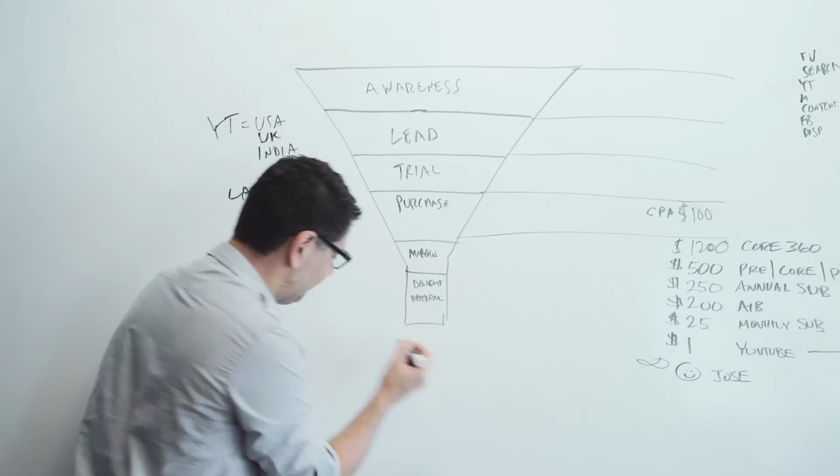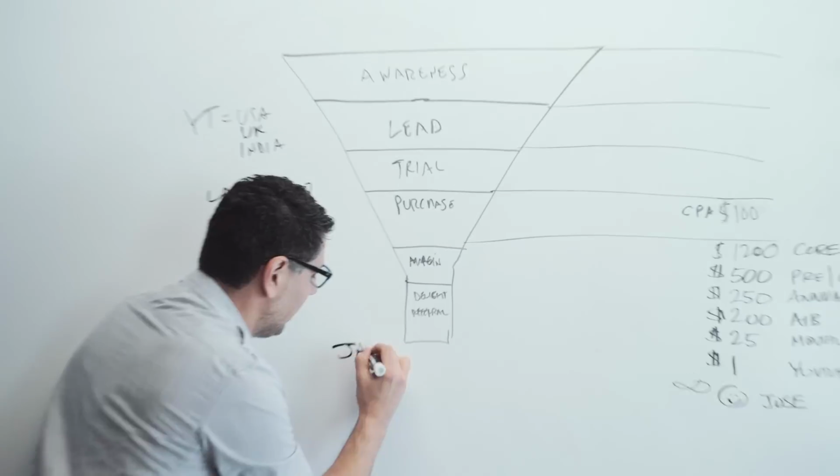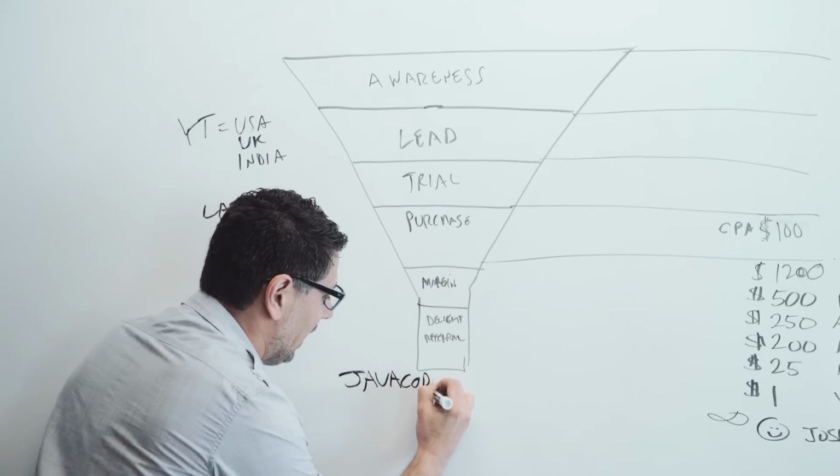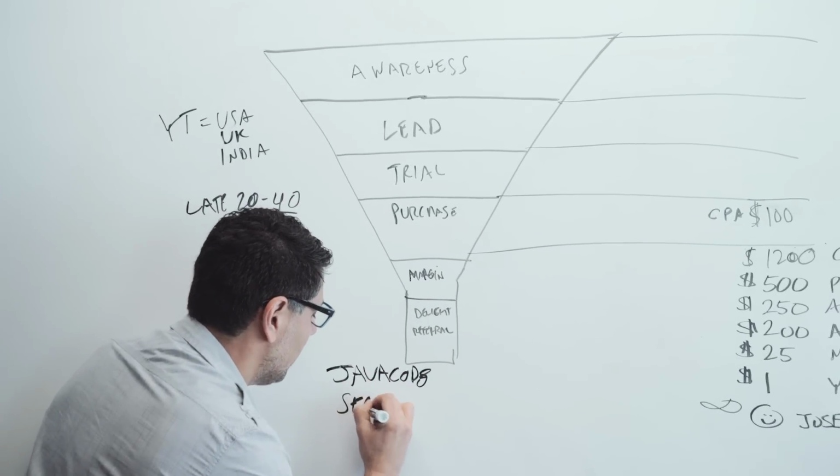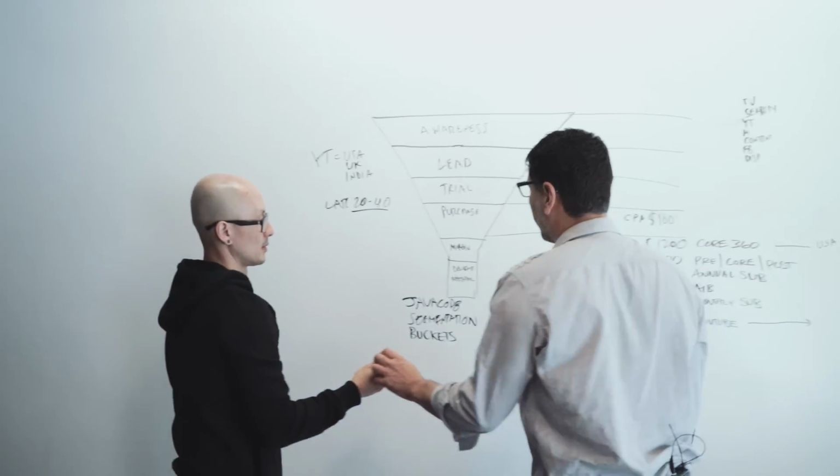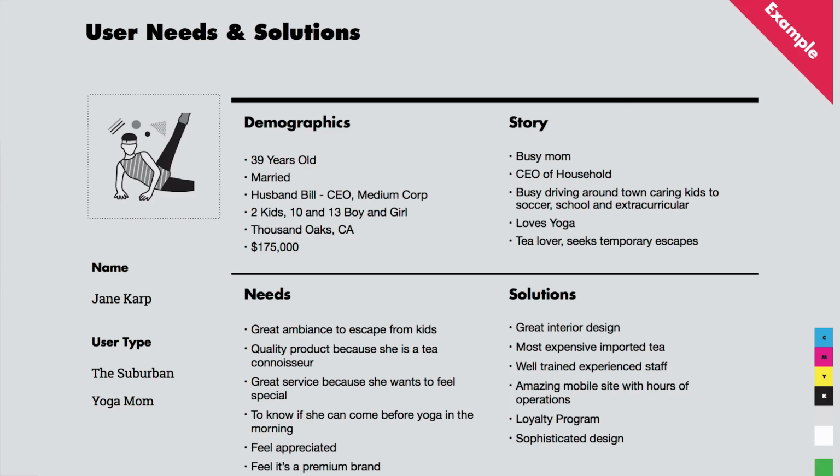So you have your Java code, and your segmentation of buckets. You guys know what a bucket is? It's basically the personas. Yeah, but we have our understanding of the personas. We know what they are. Right, but you know what they are from your limited data.